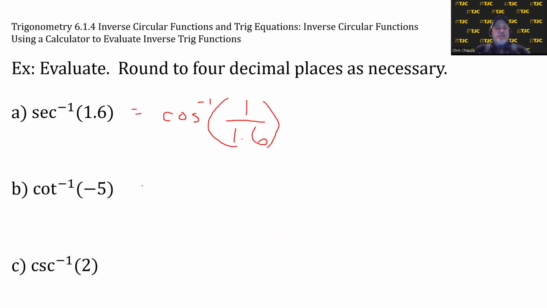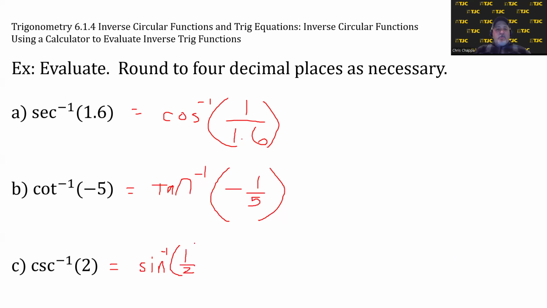How would we set up cotangent inverse of -5? What is the reciprocal function of cotangent? Tangent. So instead of cotangent inverse, we would do tangent inverse. And then when we take the reciprocal to get -1/5. What about for cosecant inverse? Well, cosecant is the reciprocal of sine. So instead of cosecant inverse, we would do sine inverse. And then the reciprocal of 2 is 1/2.